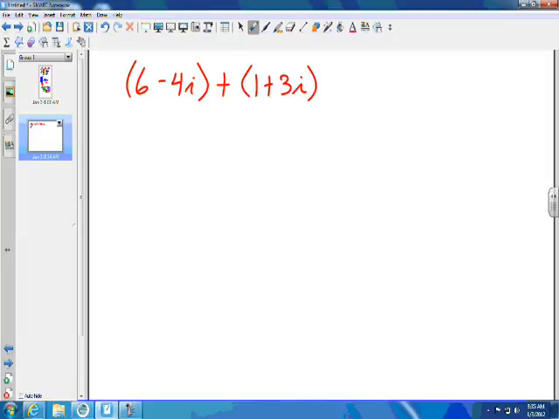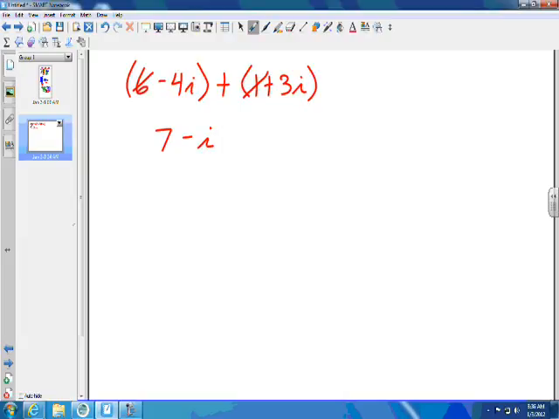You're adding 6 plus 1, which is 7. You can cross those off then, if you want to. And then you have negative 4i plus 3i would be what? Negative 1i. So it becomes 7 minus i. That's your simplified answer. You got to be careful with the next example.